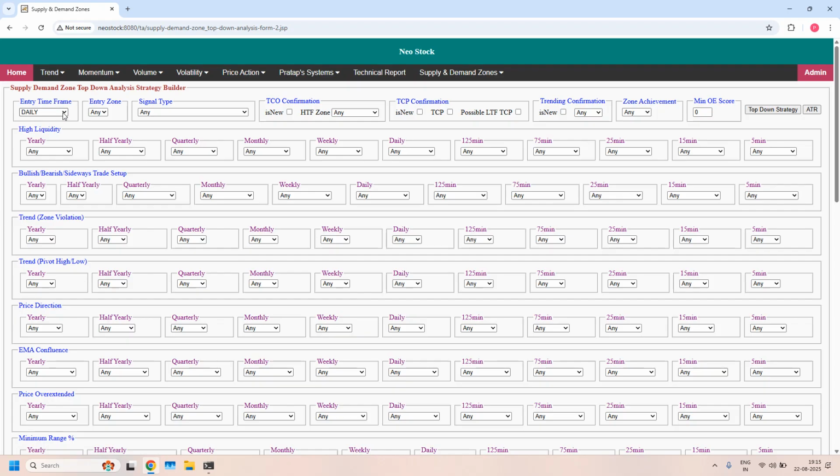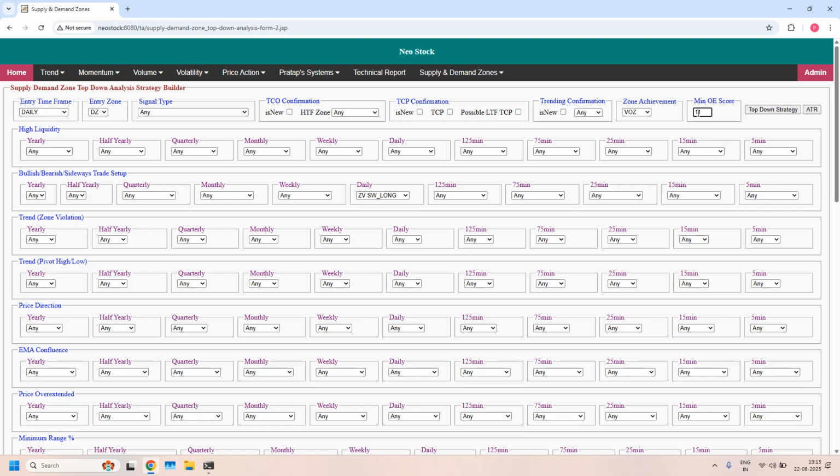Starting with the monthly income trade, sideways long trade setup. Entry time frame is daily, entry zone is demand zone. Bullish or bearish or sideways trade setup parameter. At entry time frame daily, I am selecting sideways long. Zone achievement is violated opposing zone. Minimum odd enhancer score should be 11 for sideways, 12 for bullish or bearish. Because it is sideways, I have selected 11.